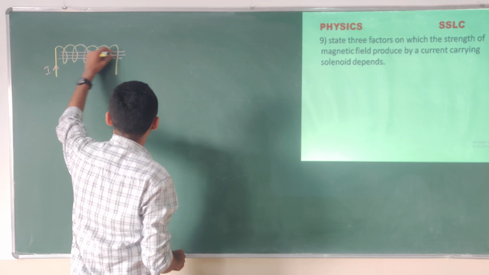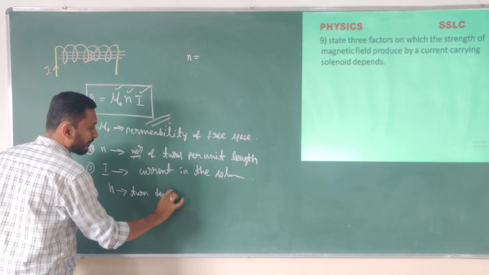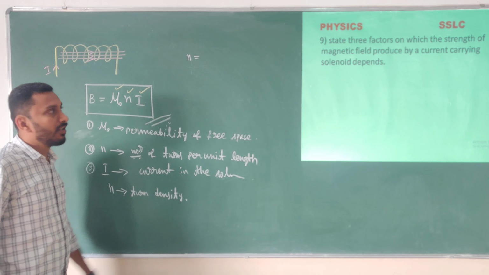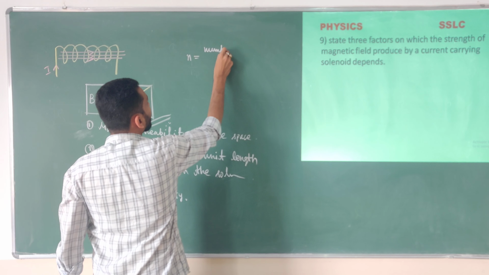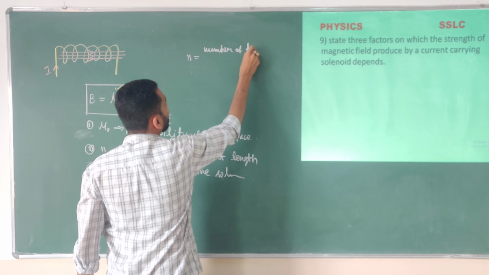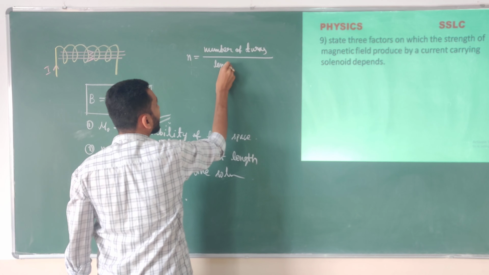Now, what do you mean by n? n means number of turns per unit length. What do you mean by this? We call this turn density. We also call n as turn density. So what do you mean by turn density? It means number of turns divided by length of the solenoid.